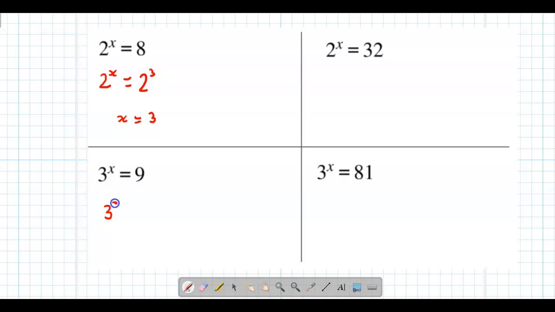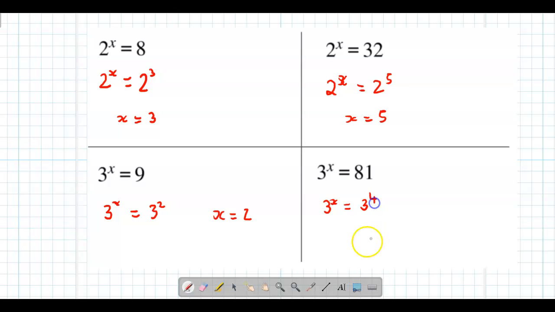Here, if we write 9 in exponent form with 3 as the base, this is 3 squared. So here we've got x equals 2. If we write 32 as an exponent, we have 2 to the power of 5. So this x here is equal to 5. And again, if we write out 81, it's 3 to the power of 4, so x is 4. So this is really laying the ground rules for how we're going to do these exponents.